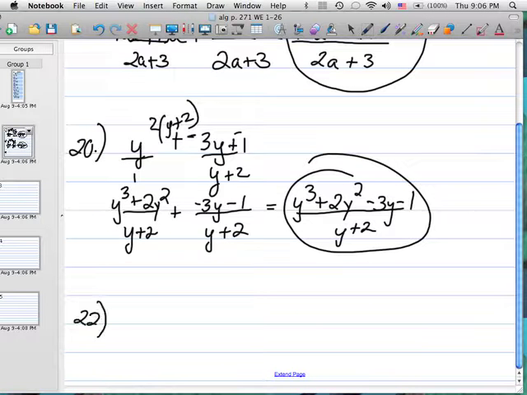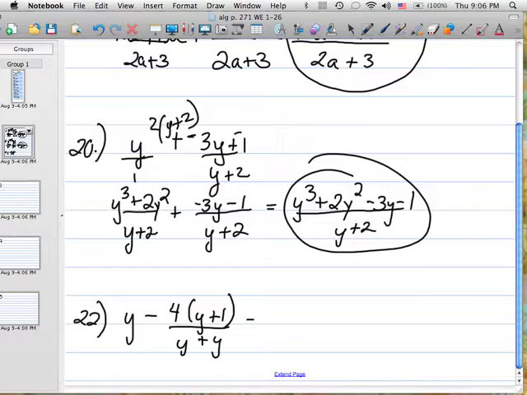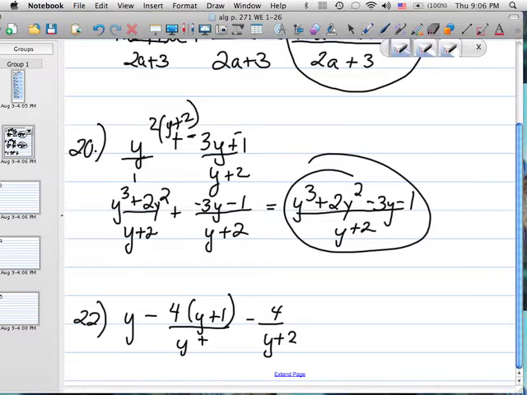Problem 22. We have y minus 4 times the quantity y plus 1 over y plus 2 minus 4 times the quantity over the quantity y plus 2. And I had this should be a 2 here.